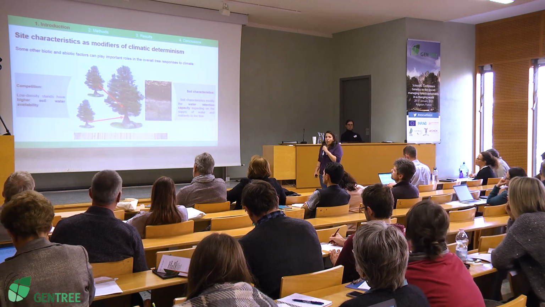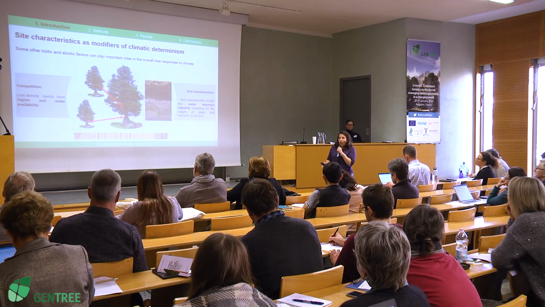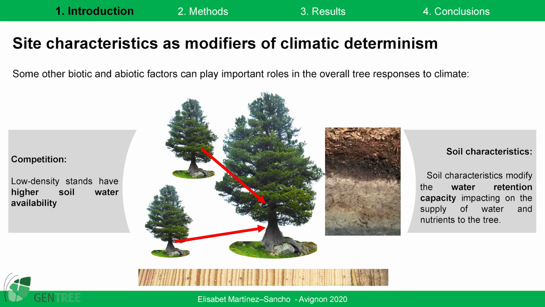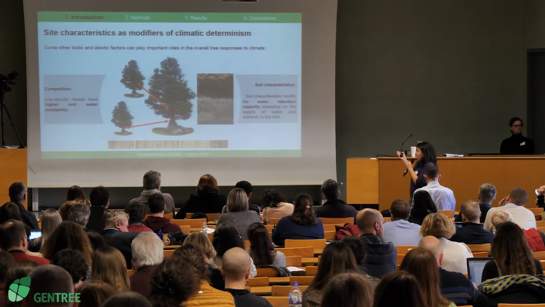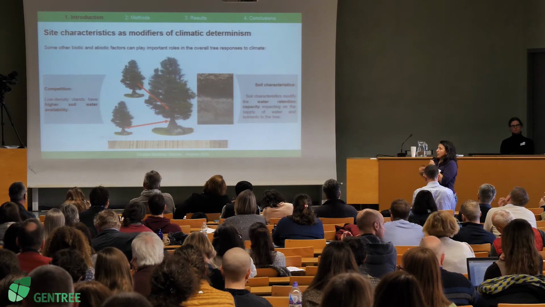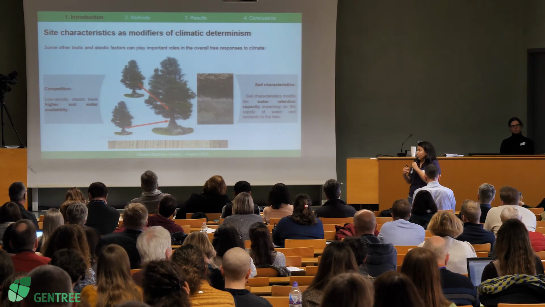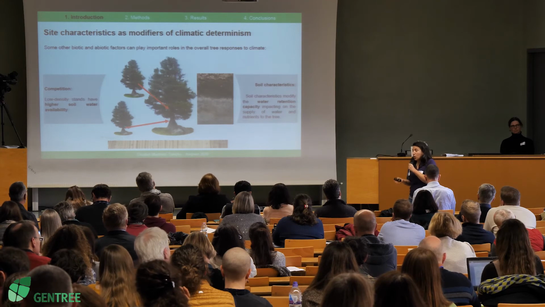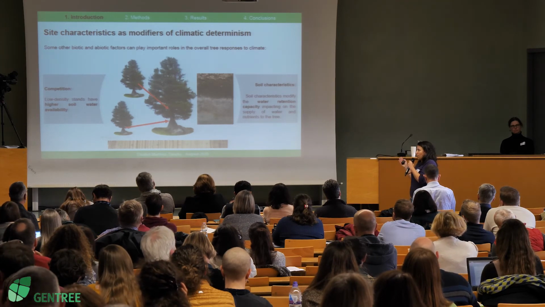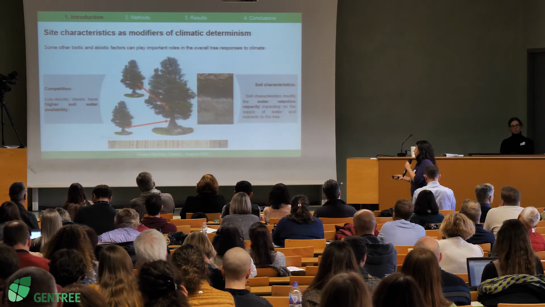However, we know that some biotic and abiotic effects can modify these expected patterns, for instance, competition and soil characteristics. In the case of competition, in a low density stand, there is higher water availability, so we will find deviations of the expected patterns. And the same for soil characteristics: when there are deeper soils or soils with better structure, there is a better water retention capacity. So in both cases, we expect deviations from what we expect.